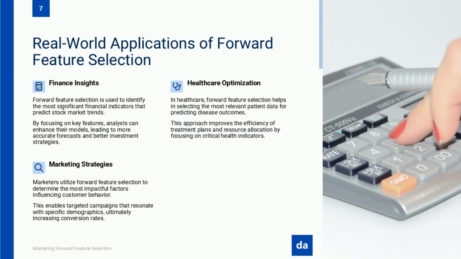Data science isn't just about algorithms and models, it's about solving real problems. And forward feature selection? It's not just some theoretical trick. It's actively shaping industries, making predictions more accurate, and helping businesses make smarter decisions. Let's take a look at how this method is being used in the real world.